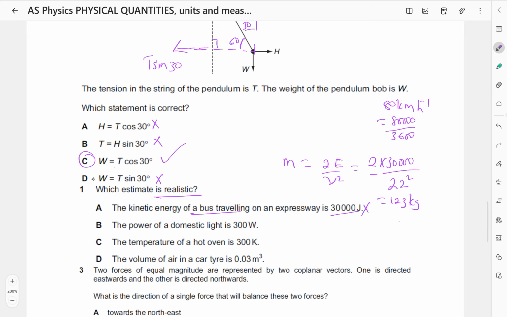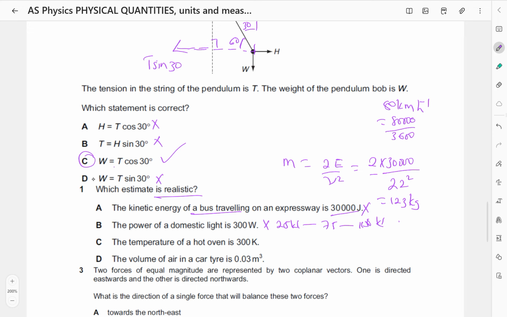The power of a domestic light is 300 watts. I think this is also not very realistic. Normally the domestic lights that we use are 25 watts to around 75 or 100 watts. At home, you must have seen the lamps.